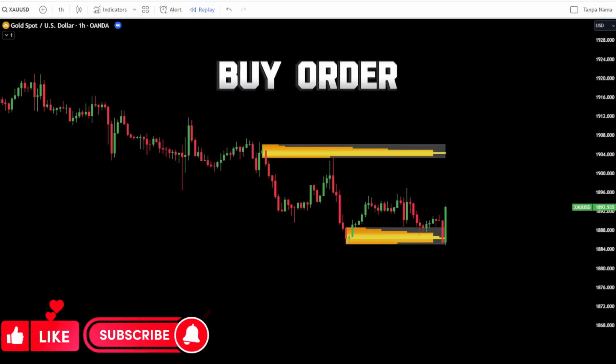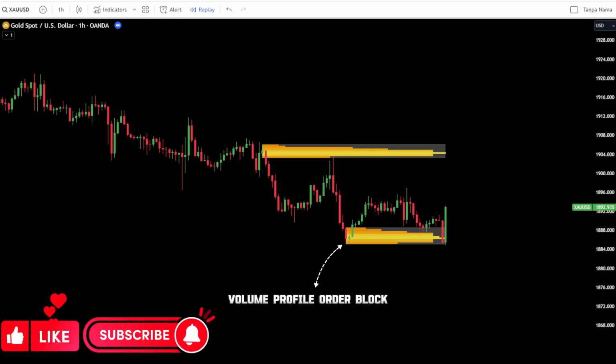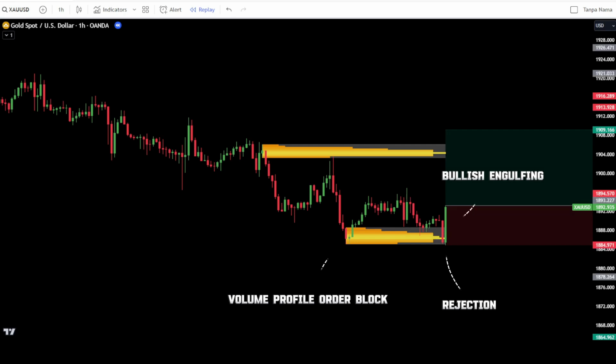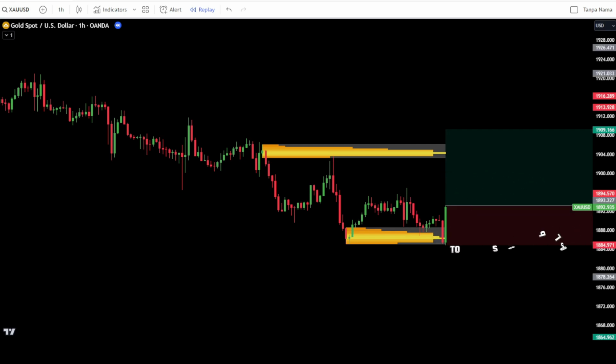How to place a buy order using volume profile order block and price action. If a bullish volume profile order block or support area has been formed, we will wait until the price candlestick returns to the support area or the volume profile order block area. Then, once the price has returned there, observe the rejection that occurs. If there is a bullish engulfing rejection, you can enter the trade after the completion of the bullish engulfing candlestick. Place the stop loss below the support box or bullish volume profile order block. Target take profit using a risk-reward ratio of 1:2.